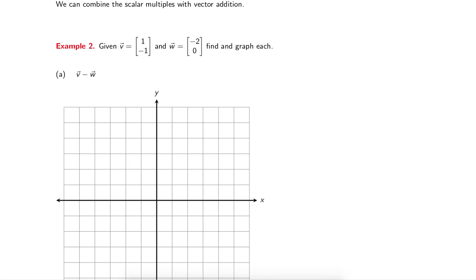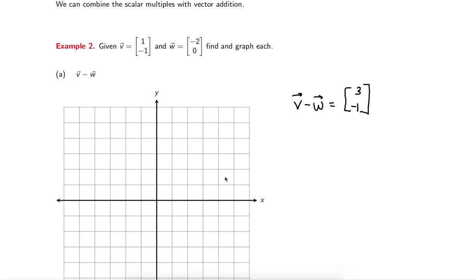Now for vector V minus vector W, we can subtract the corresponding elements much like we can add them, or we could also think of it as vector V plus -1 times vector W. Either way, we're going to end up taking 1 minus -2, which gives us 3, or 1 plus -1 times -2, which still gives us 3. And -1 minus 0, or -1 plus -1 times 0, gives us -1.